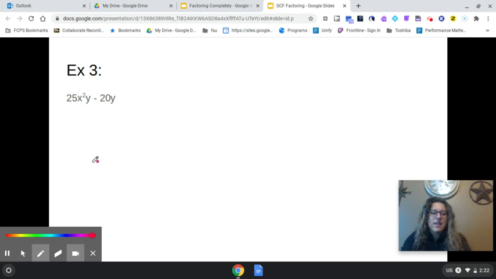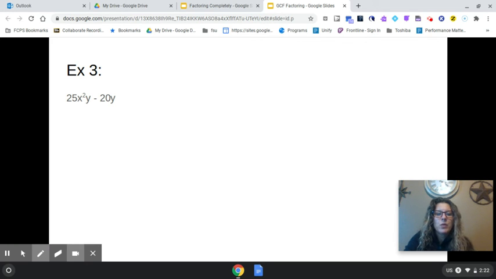Our next example says 25x squared y minus 20y. Notice that both of these terms have y in them. So this is our first example where we're going to have not only a number, but also a variable that's common. So if we think about those numbers, we have 25 and 20. 5 will divide evenly into both. And we said earlier that both terms have y in them, so we need to factor out that common y.